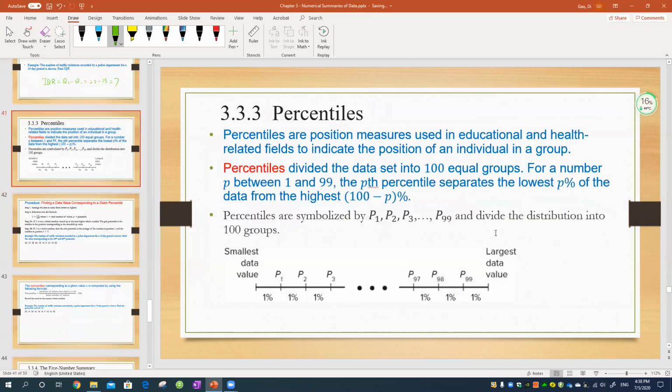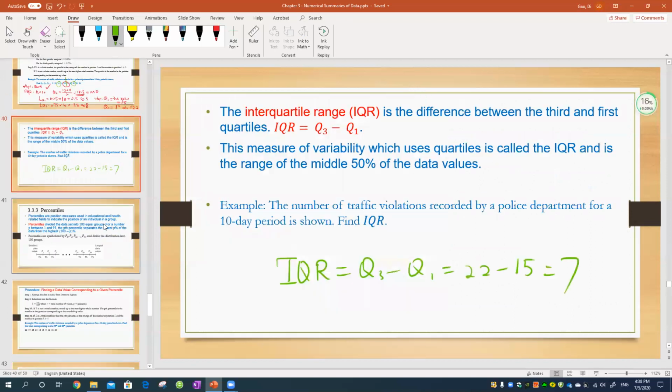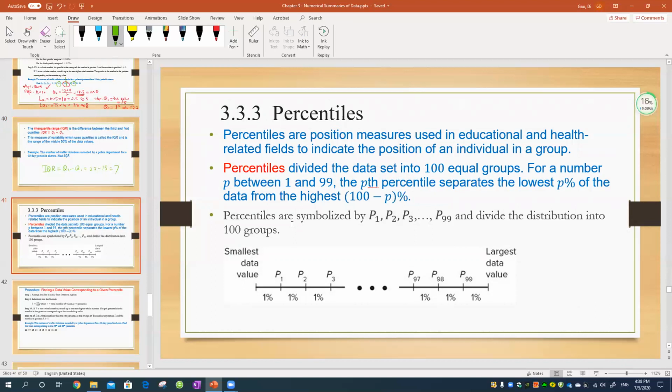And now let's look at percentiles. Percentiles are position measures used most likely in education and health-related fields to indicate the position of an individual in a group, just like we mentioned. So if a student got 1350 on the SAT, then this number is higher than 94% of all the students who took the SAT at that time.